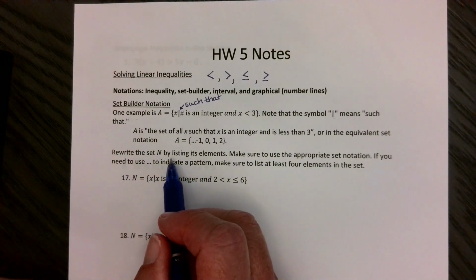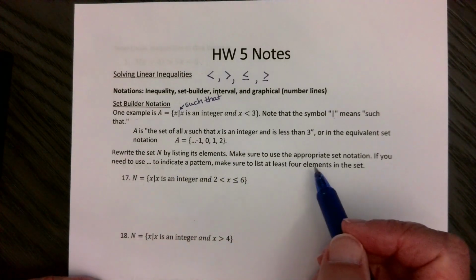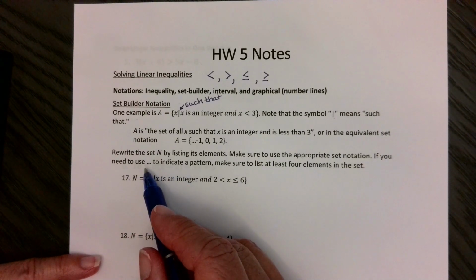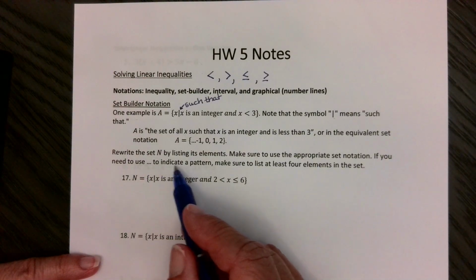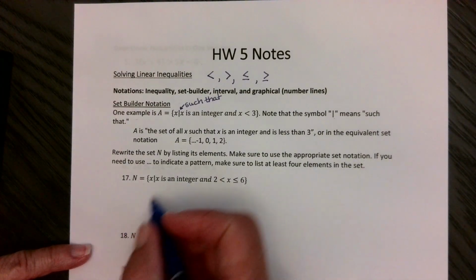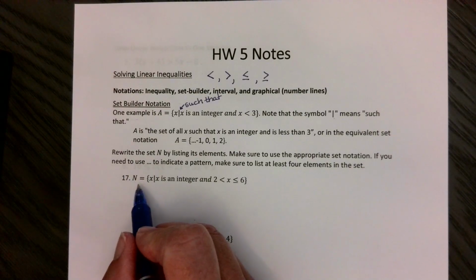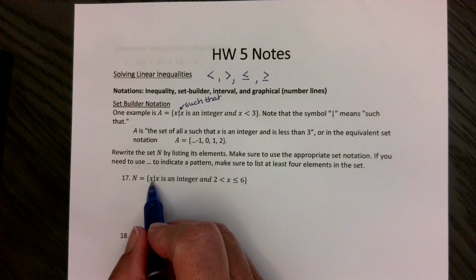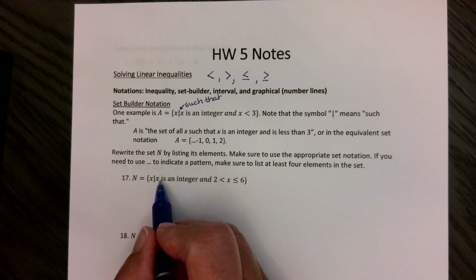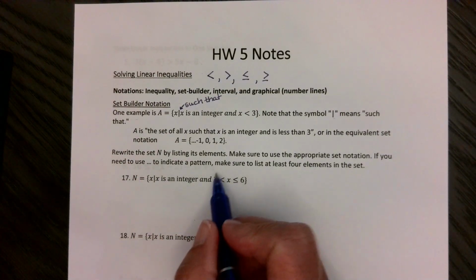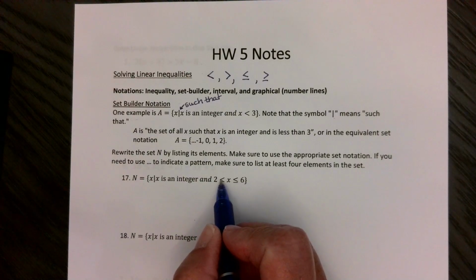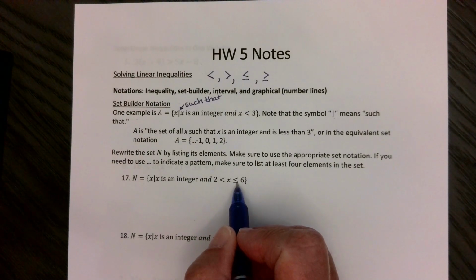Okay, so rewrite the set by listing its elements. Make sure to use the appropriate set notation. If you need to use the dot dot dot or ellipses to indicate a pattern, make sure to list at least 4 elements in the set. All right, so this is going to say the set N equals the set of all x, and a lot of times I'll just say x such that x is an integer, meaning whole numbers, and x is, the set says 2 is less than x, which is less than or equal to 6.